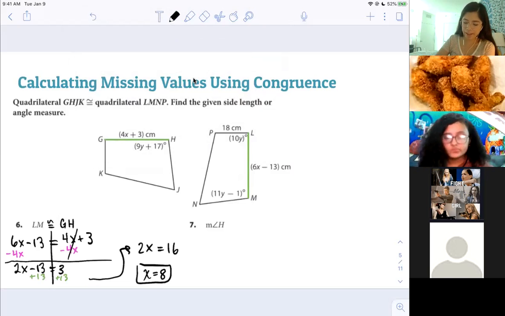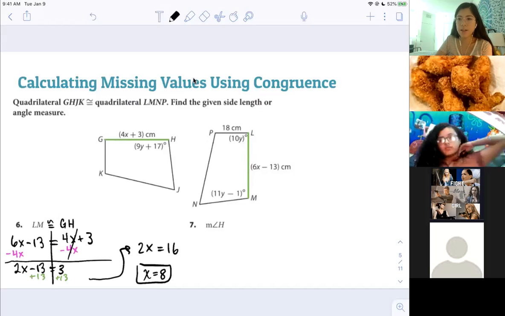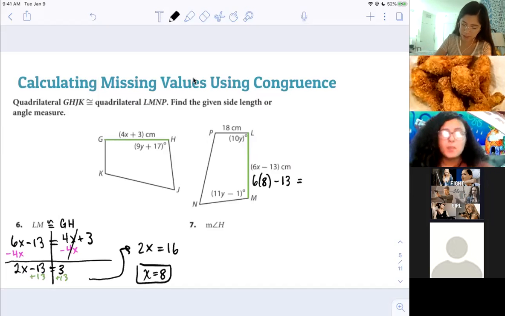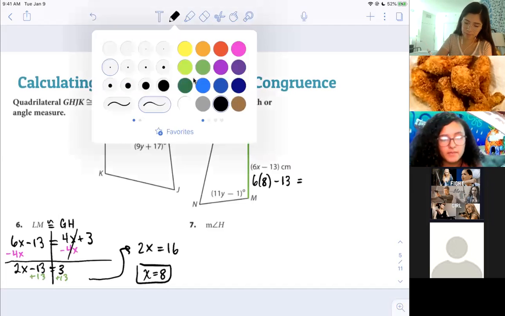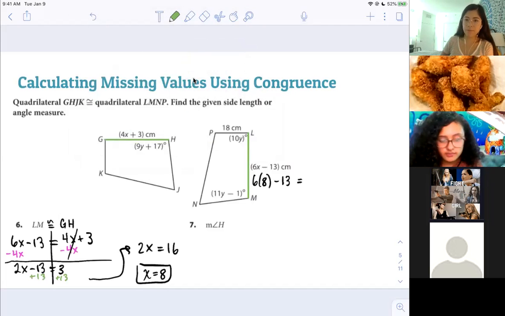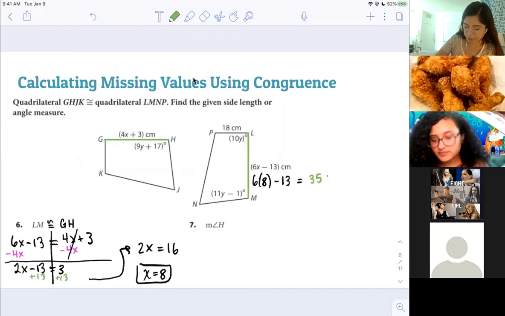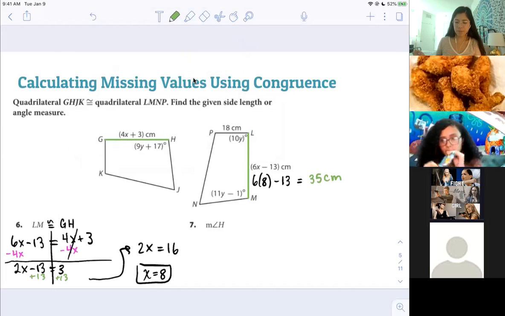So I know that LM is 6x minus 13. So what should I do? Plug it in. Good. So 6 times 8 minus 13. What does that give me? 35. Do we agree? Yes. 35 centimeters. Do I have any questions on how I set up that equation, how I solved that equation, or why I had to plug it in?